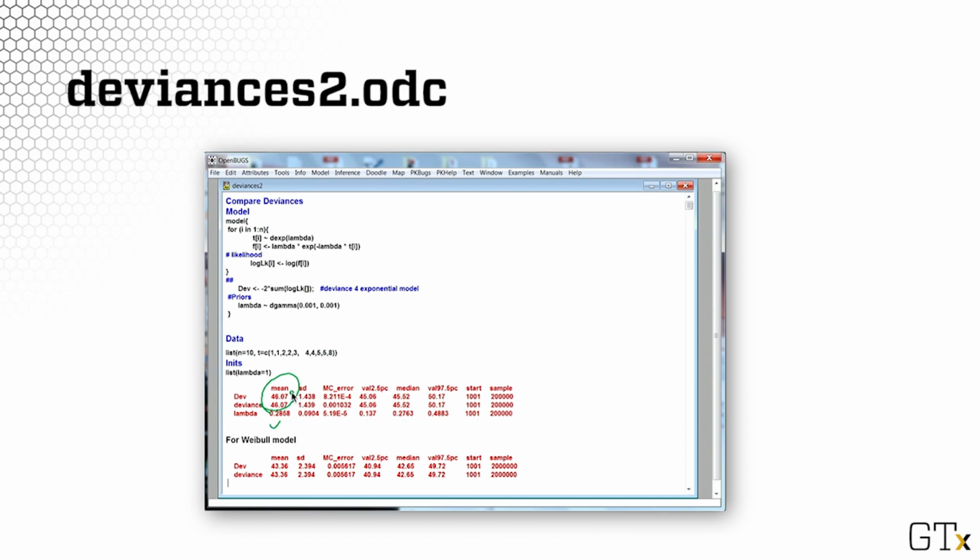For the Weibull model, recall this was 43. This one is an even bigger run, 2 million runs, and I see that the deviance of the Weibull model is smaller than the exponential. Therefore, the Weibull model is the better fit. So that would be simply a comparison of deviances for the candidate models.